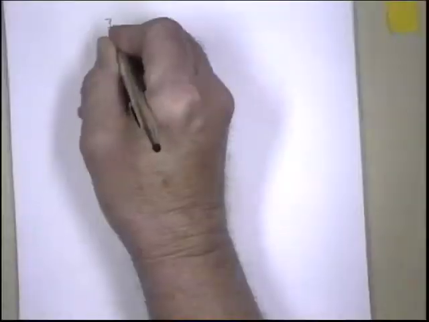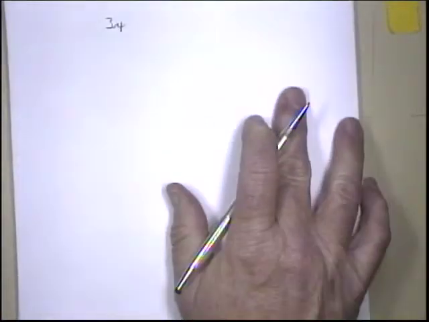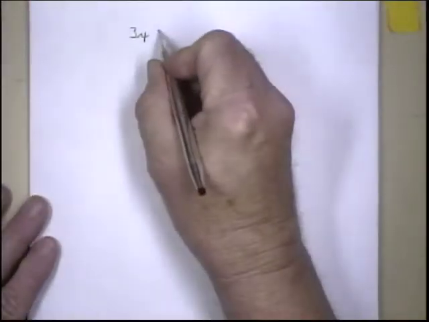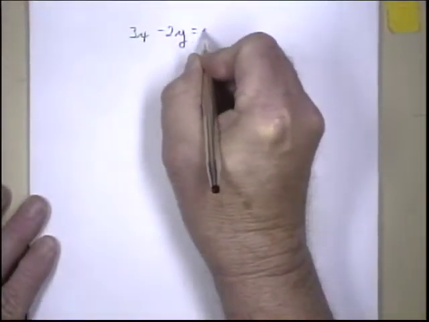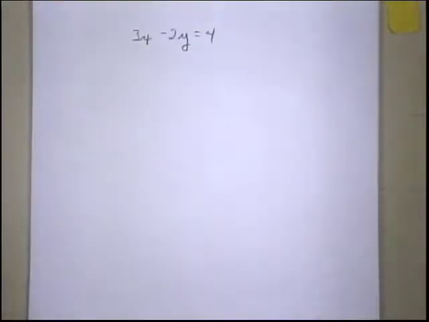Problem in this lesson, let's take a look at example 6 in your text. And in this example, they give us an equation and they ask us to find the slope of the line. So the equation they give us is 3x minus 2y equals 4. Now what we want to do is solve this equation for y.